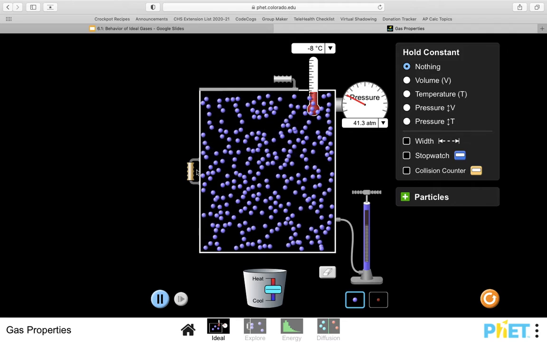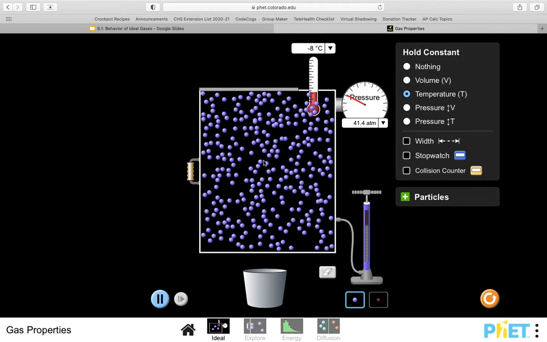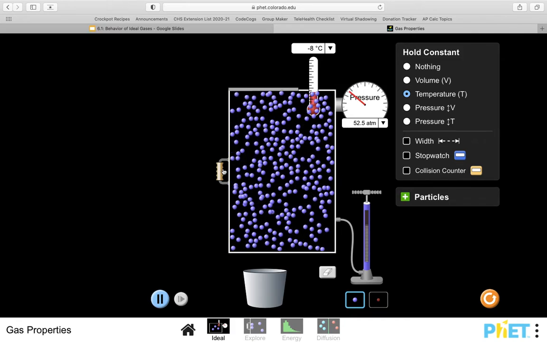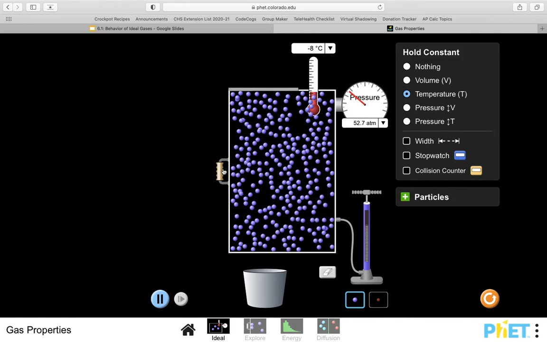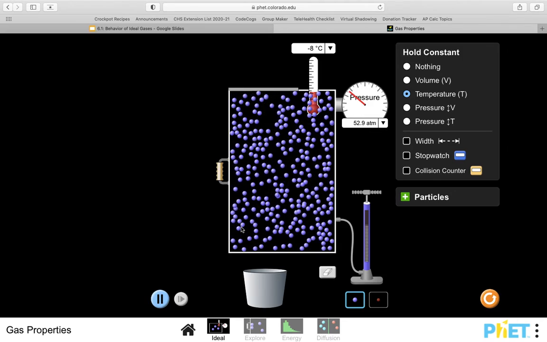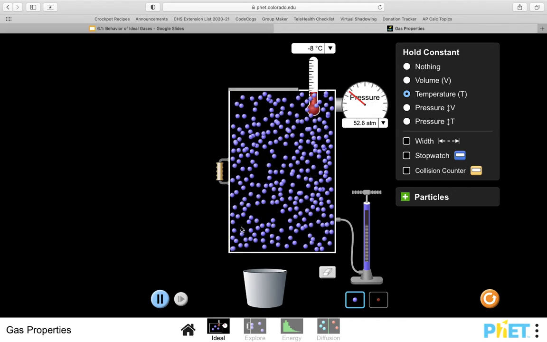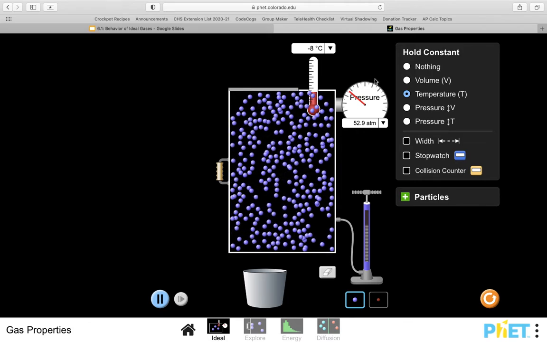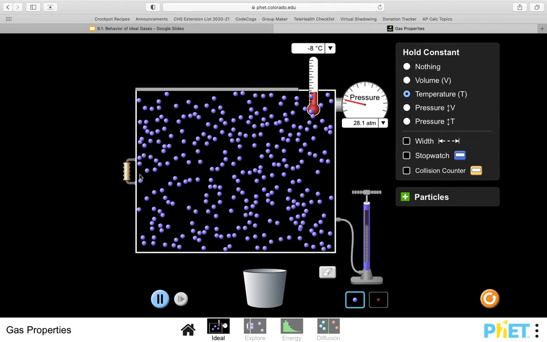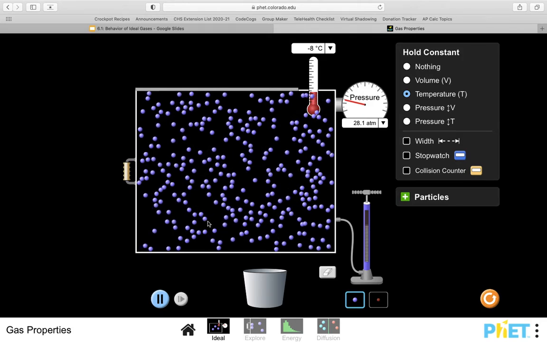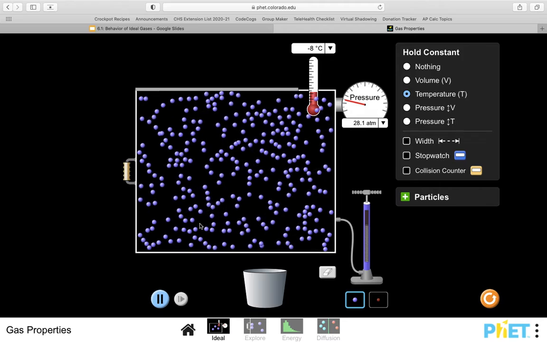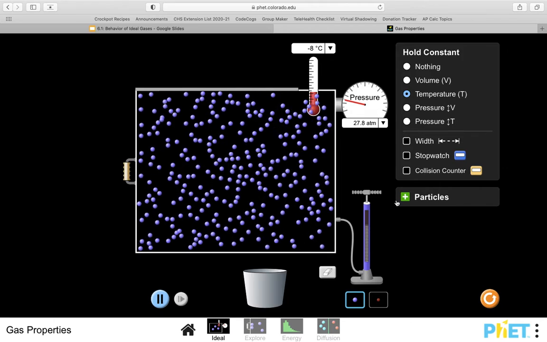All right, so we can see right here that if we hold temperature constant, and we decrease the volume, that means we're going to have more collisions because our gas is in a smaller volume, and thus the gas is going to hit the wall with a greater amount of force, resulting in an increase in pressure. Whereas if I expand now, we can see the pressure subsequently decreases because there are going to be fewer collisions. We have more room for our gas molecules to move, and thus they'll hit the walls with less force. All right.